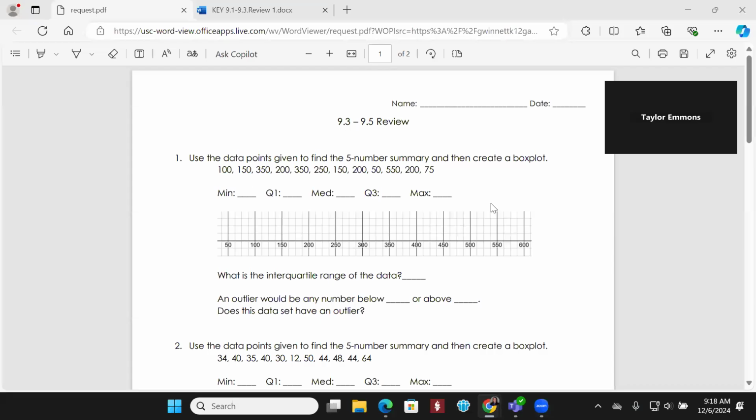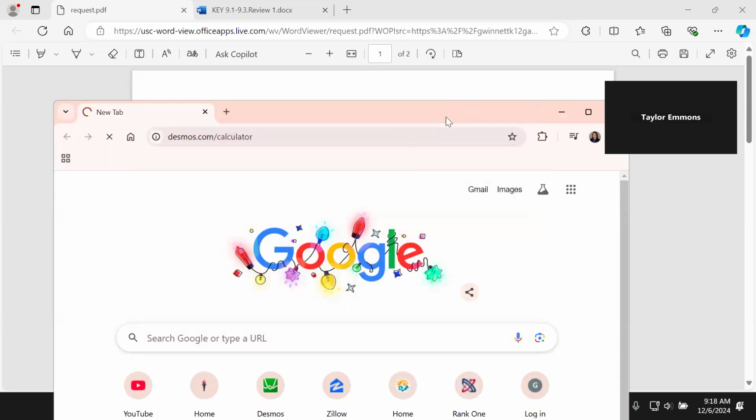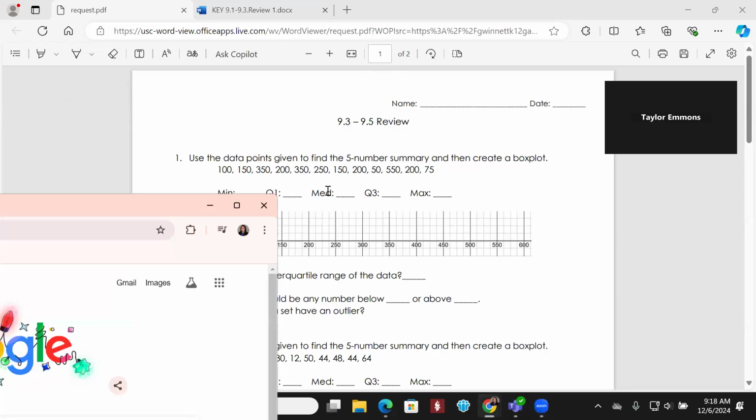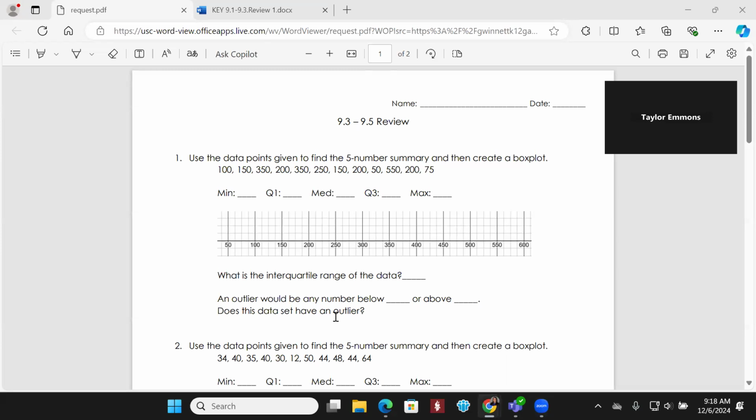Okay, so you're gonna do the 5 number summary. There's a couple different ways you can do this. You can either put it all in Desmos. The only thing that Desmos will do for you on this one is find the min, the max, and the median. And that's kind of easy if you just go ahead and list them out. So we're gonna list them out from least to greatest.